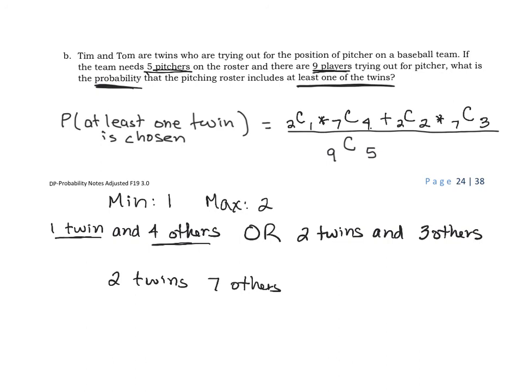Alright, so let's put that in our calculator. In our numerator, we get 105. In our denominator, we get 126. And that will simplify to 5/6.